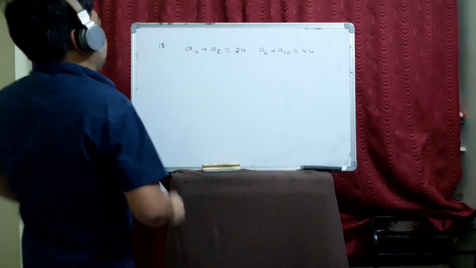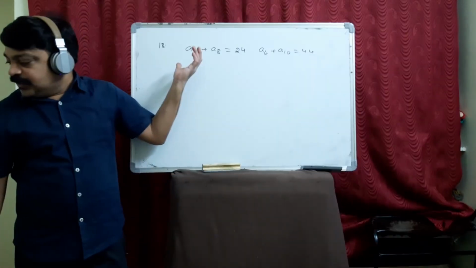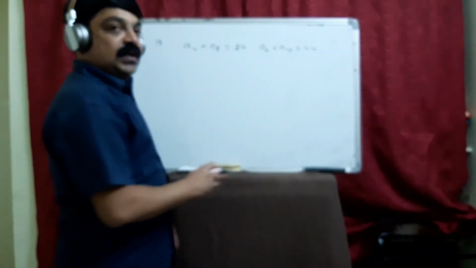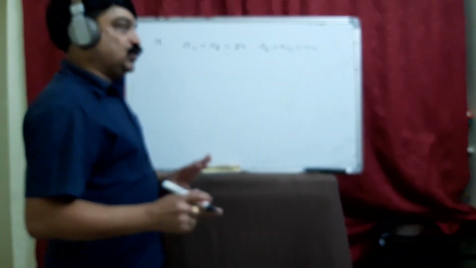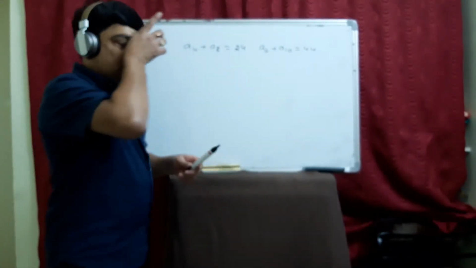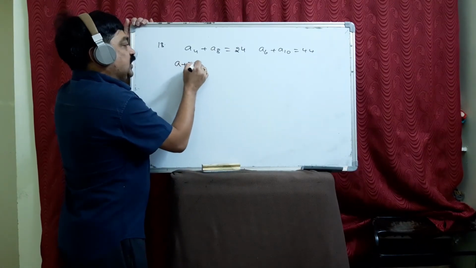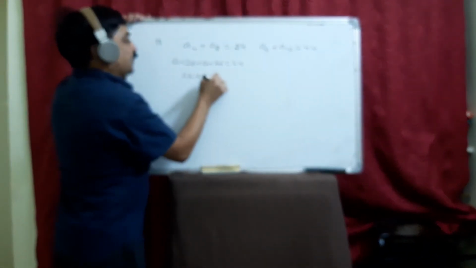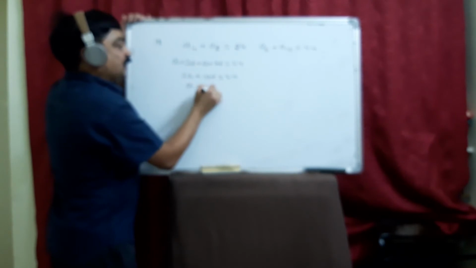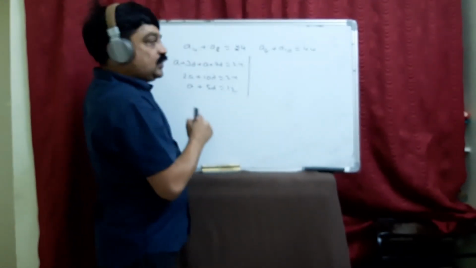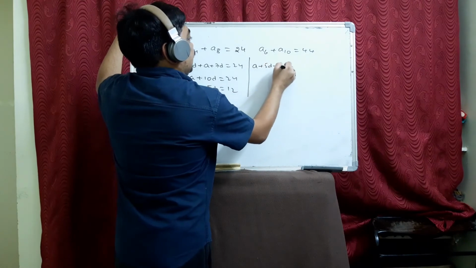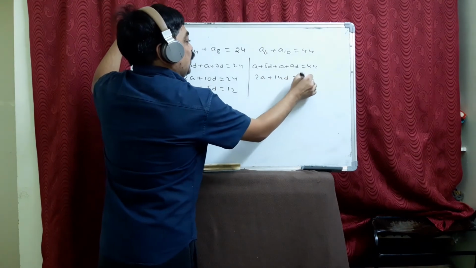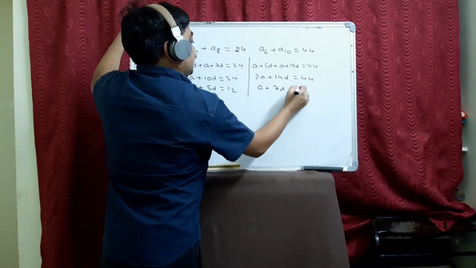See, in question 18 they have given that the sum of the 4th and 8th terms is 24, and the sum of the 6th and 10th terms is 44. Find the first three terms. That means you have to find A, A plus D, A plus 2D. For that we need the A value and D value. Very simple. You just write the formulas. A plus 3D, A plus 7D is 24, 2A plus 10D is 24. Let us make it simple: A plus 5D is 12. In the same way, A plus 5D, A plus 9D is 44, 2A plus 14D is 44, divide by 2, A plus 7D is 22.